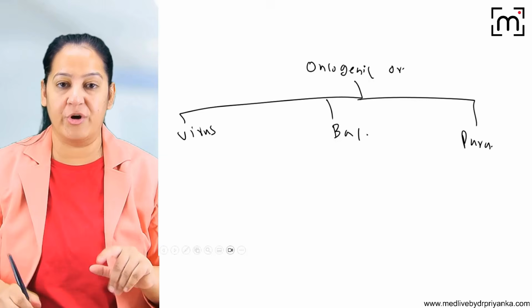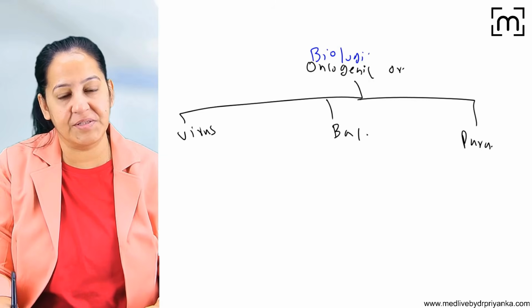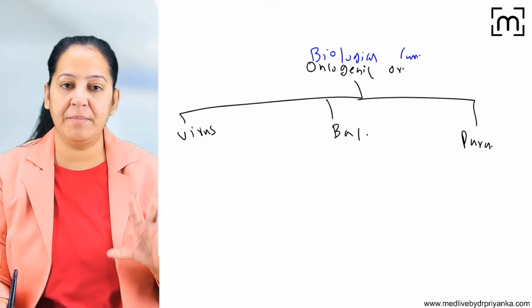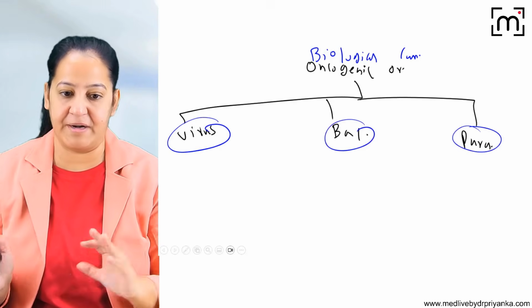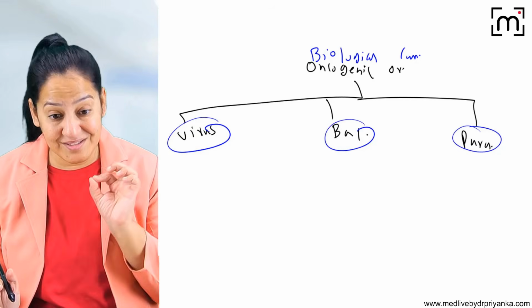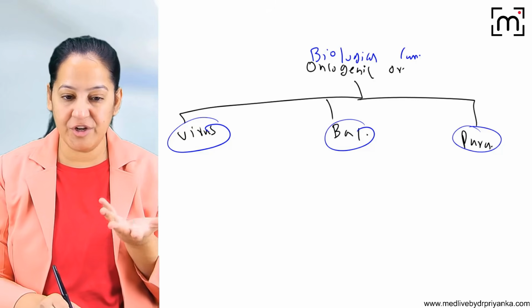So if you are getting a question on overall biological carcinogenesis, you have to write down everything. And sometimes you can get a question only on viruses, only on bacteria, or only on parasites. So you have to write that particular portion. So please, before you start writing, understand your question very carefully. Got my point?